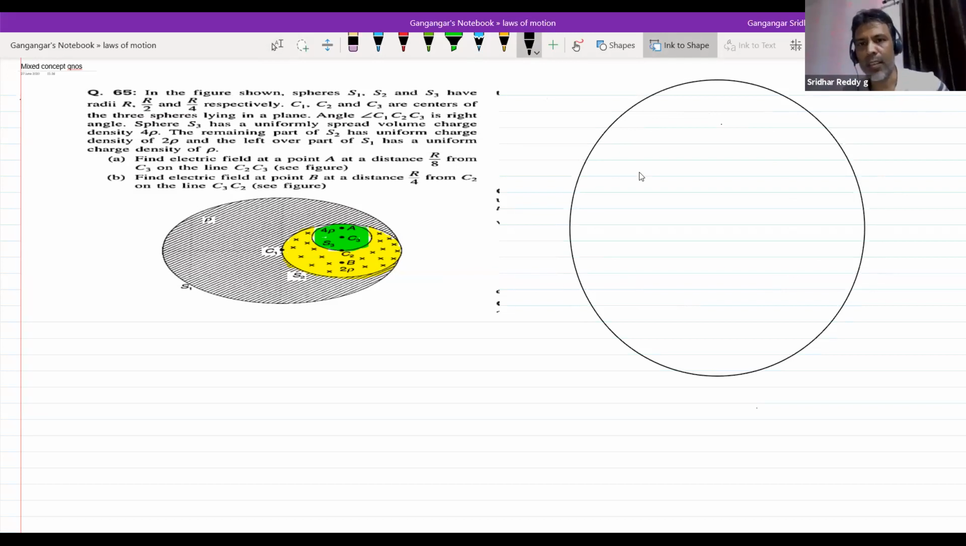Okay, let this be a sphere. Inside this, let there be a cavity. Okay, this is a cavity. Let me give the numbers O1 and O2. The center of the sphere, let it be O1. The center of this cavity, let it be O2. I'll come to the question. Let me just explain the basic concept involved.